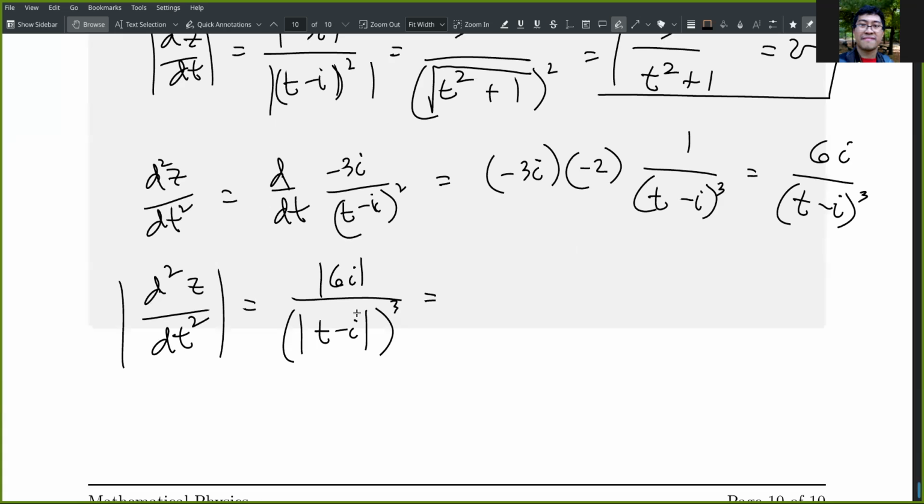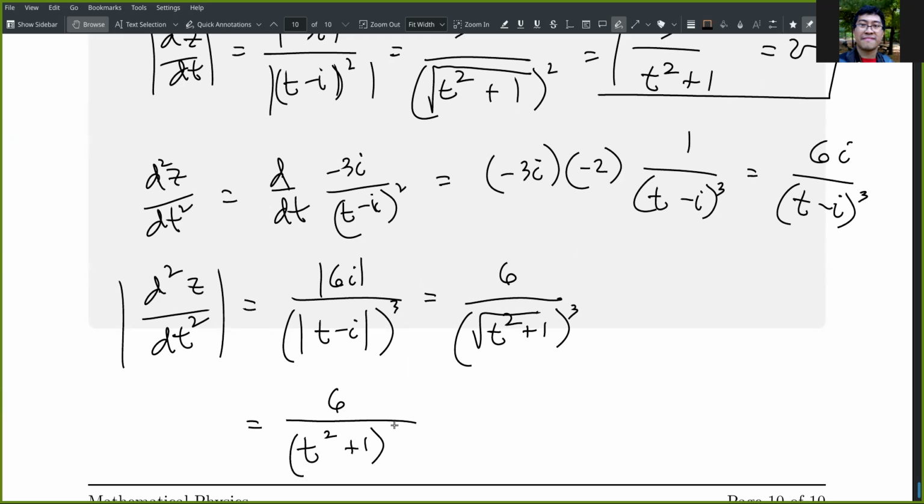Okay, or you can place the 3 inside first and then take the absolute value. In this case, it would be easy to get that 6 divided by t minus i, so that's t squared plus 1, take the square root, to the power of 3. So this is equal to 6 divided by t squared plus 1 to the power of 3 halves, which is our acceleration.